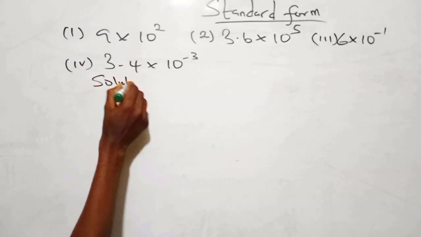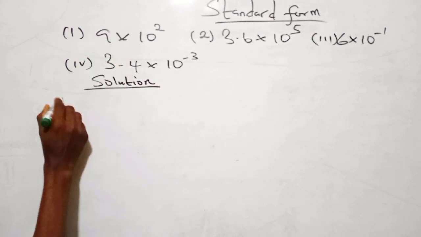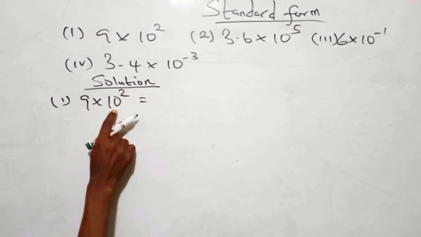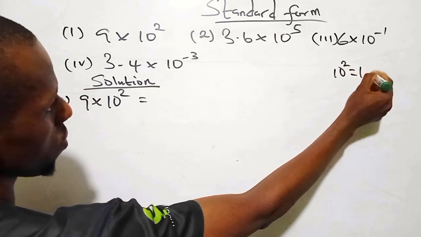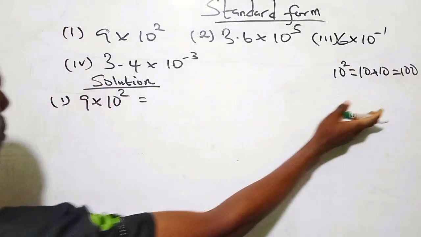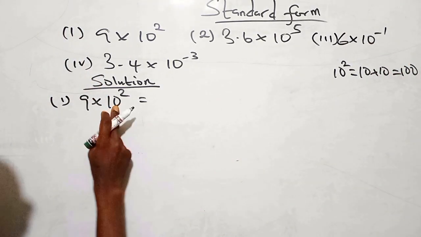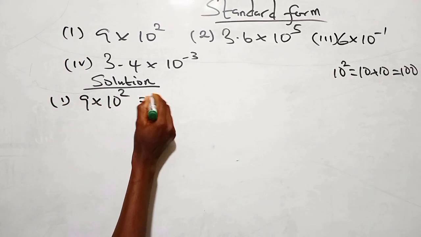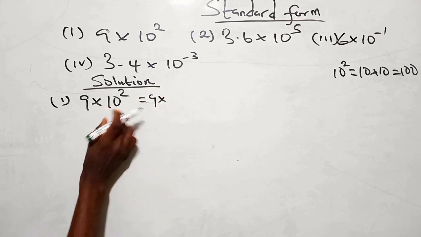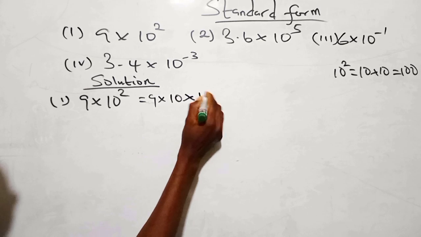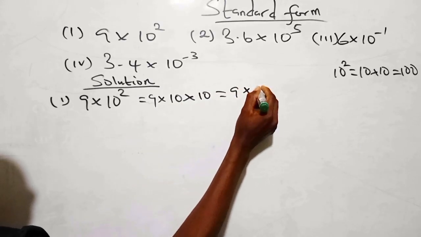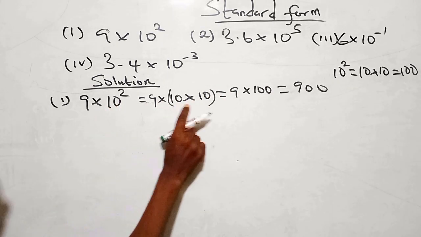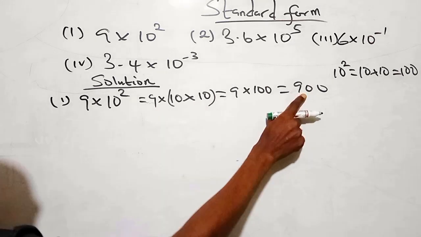Solution. Let us start with this. We have 9 times 10 raised to the power 2, and you know that 10 raised to the power 2 is saying 10 times 10. That gives us 100. This one is in index form, and we can put this in product form, which is 100. So when we translate from index form to product form, like 10 times 10, we have 9 times 100. That gives us 900.